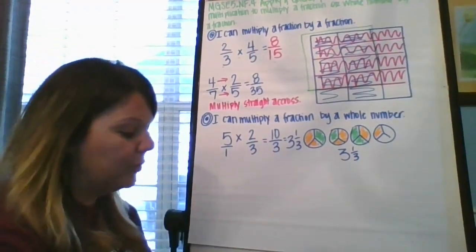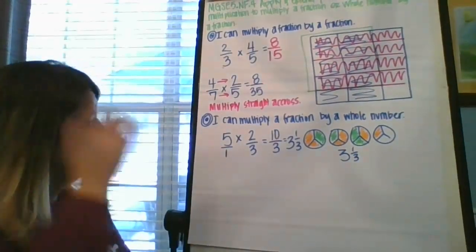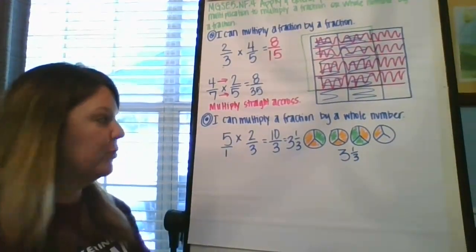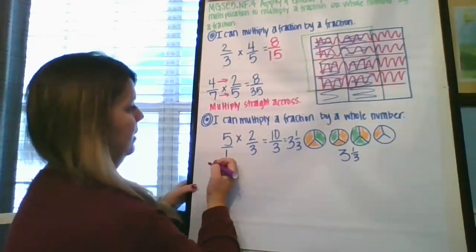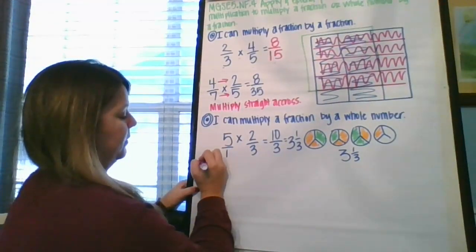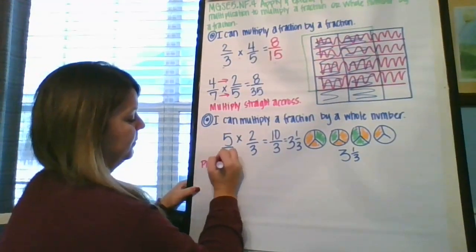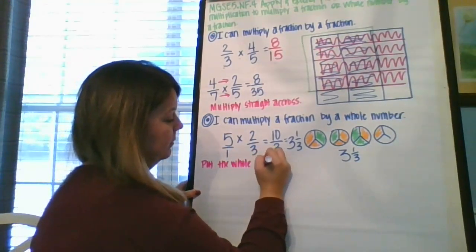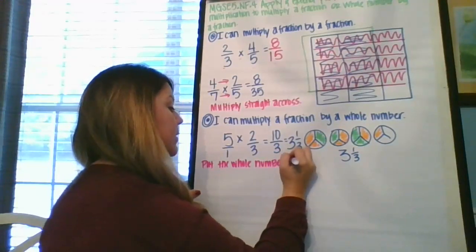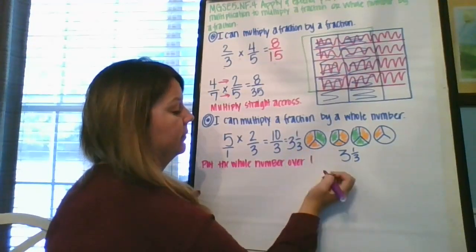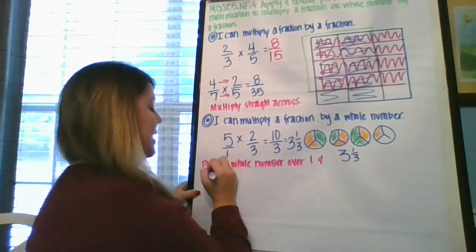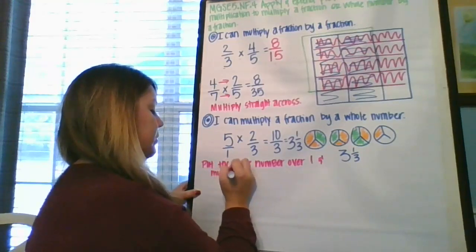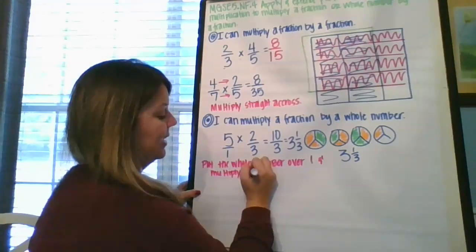This is what the model would look like. You can simply, if we wanted to write it down, put the whole number over 1 and multiply straight across.